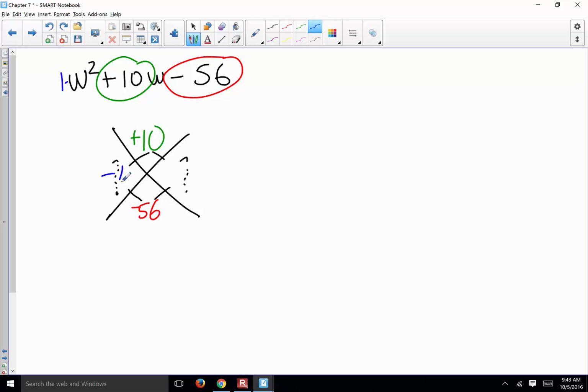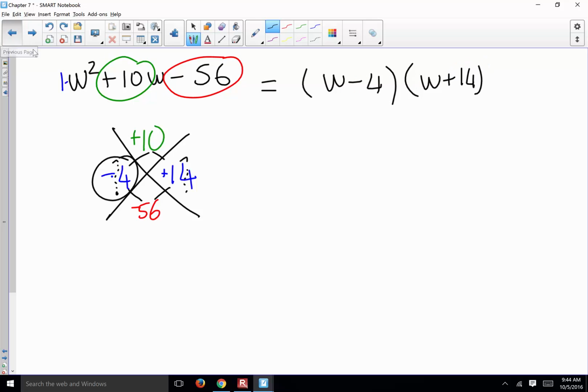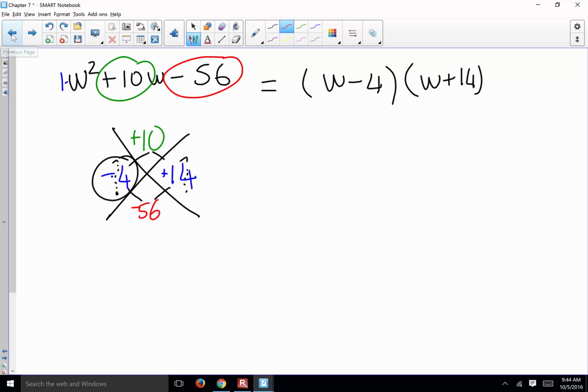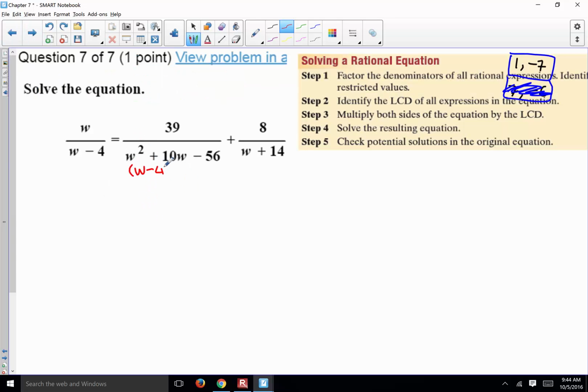Negative 4 and 14. 4 times 14, 56. Does the sign match? Negative times positive, yep. How about when you add? Do you get plus 10? Yes. Wow, that didn't take too long. W minus 4, W plus 14 is how this thing breaks. So I'm gonna put it right underneath it so I can remember. W, what was it? I forgot. Minus 4 and 14.